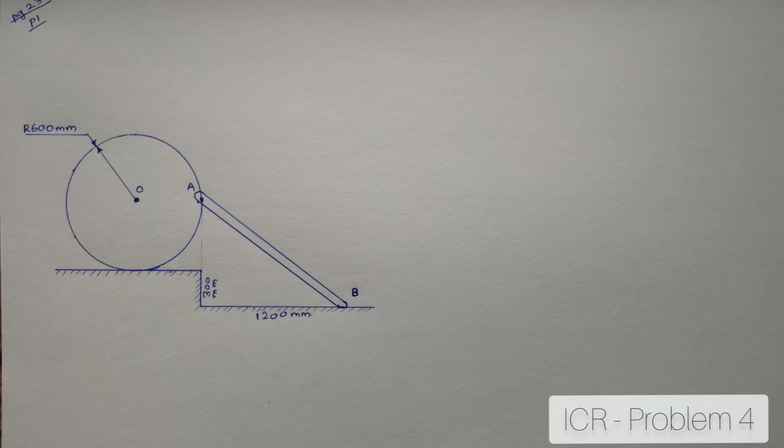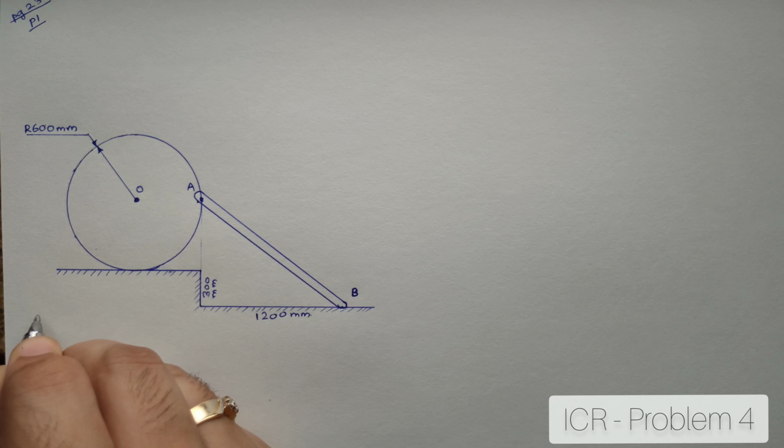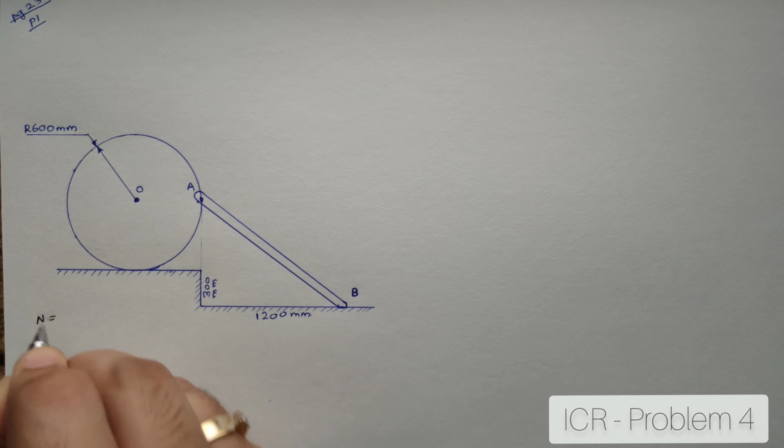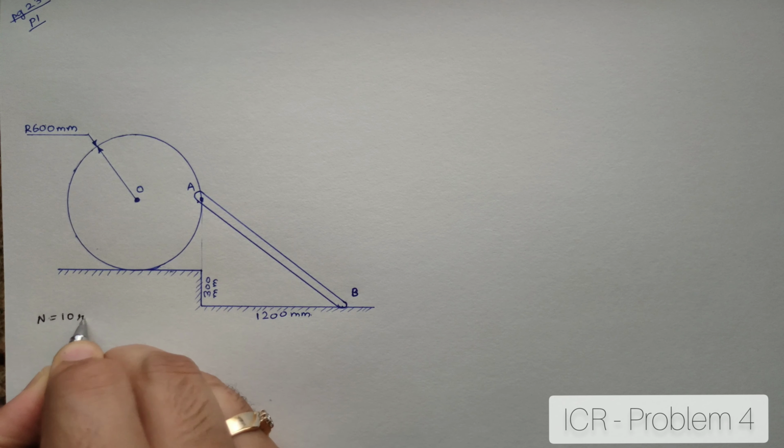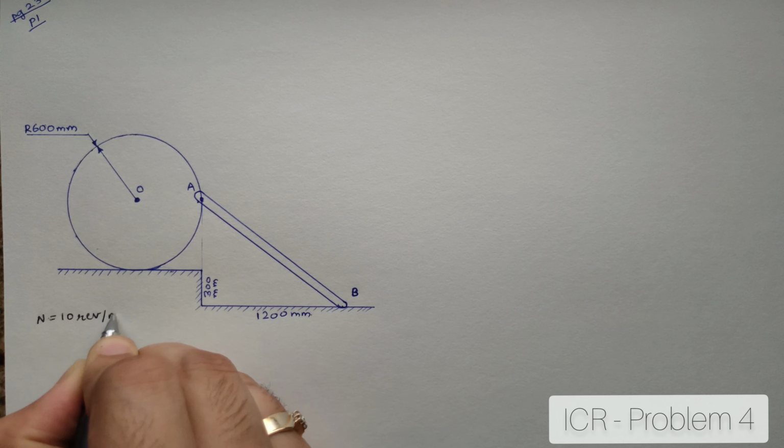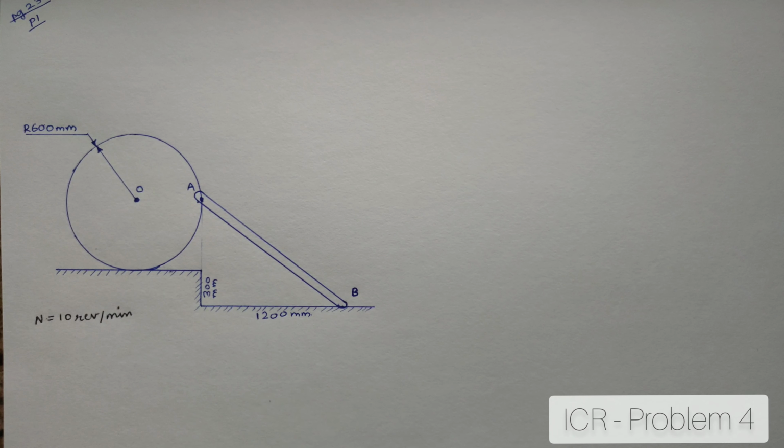It is saying that it is rolling without slipping on the horizontal plane with an angular velocity of 10 revolutions per minute. So here the data is given in somewhat a different manner, which is saying that n is equal to 10 revolutions per minute. Now, always we had it in terms of radians per second. Here we are having it in terms of revolutions per minute. So we need to convert that.